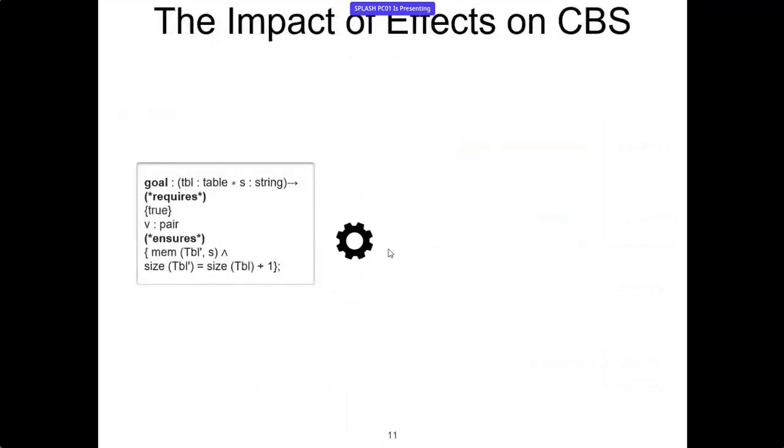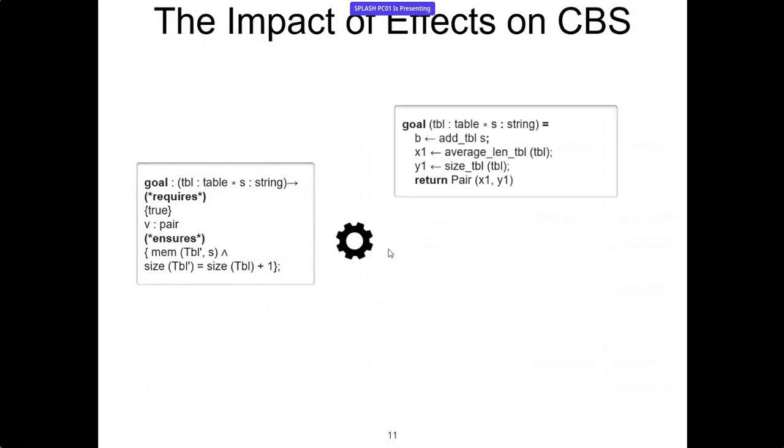So as it turns out, if you throw this query to a synthesizer, one of the solutions could be that there is this add table function which inserts S into the table. So you make a call to the add table function, and then you make calls to other functions which return the actual types. For example, average length table is a function which returns a float, and size table is a function which returns an integer, and then you create a pair.